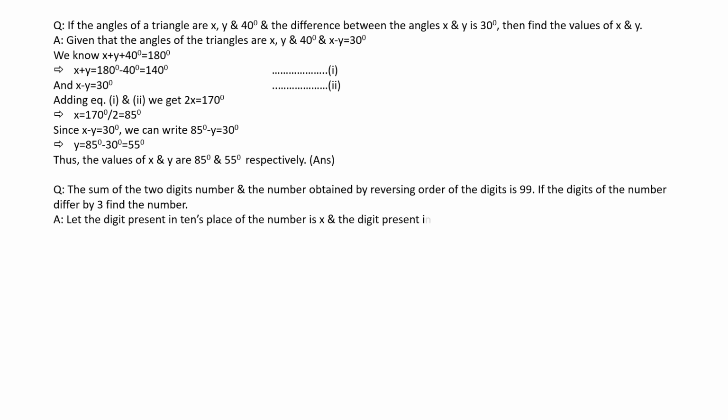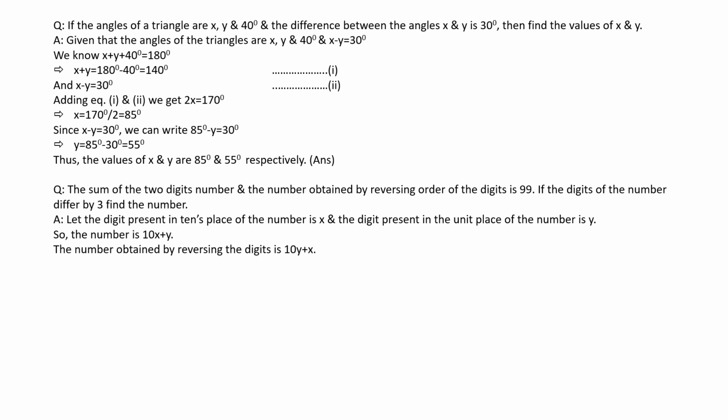Let the digit present in tens place of the number be x and the digit present in unit place of the number be y. So the number is of the form 10x plus y. The number obtained by reversing the digits is 10y plus x. Now, according to the question, it is 10y plus x plus 10x plus y equals to 99, or it is nothing but 11 whole into x plus y equals to 99, or x plus y equals to 99 by 11, which is nothing but 9. Then this is the first equation.